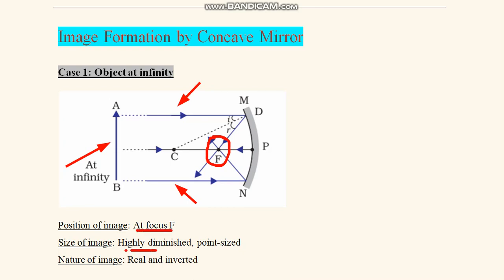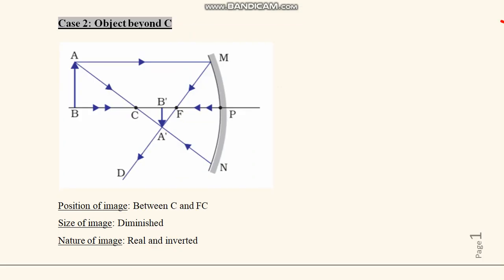Image is highly diminished or point sized, and the image is real and inverted. Why real and inverted? Since the reflected rays actually meet at point F. And students, please note here that in case of a mirror, a real image is always formed in front of the mirror.